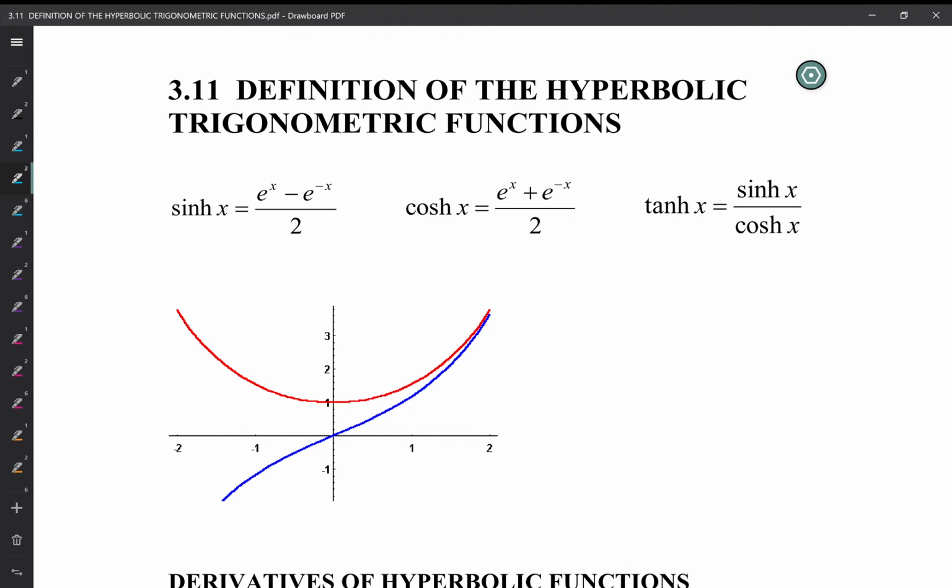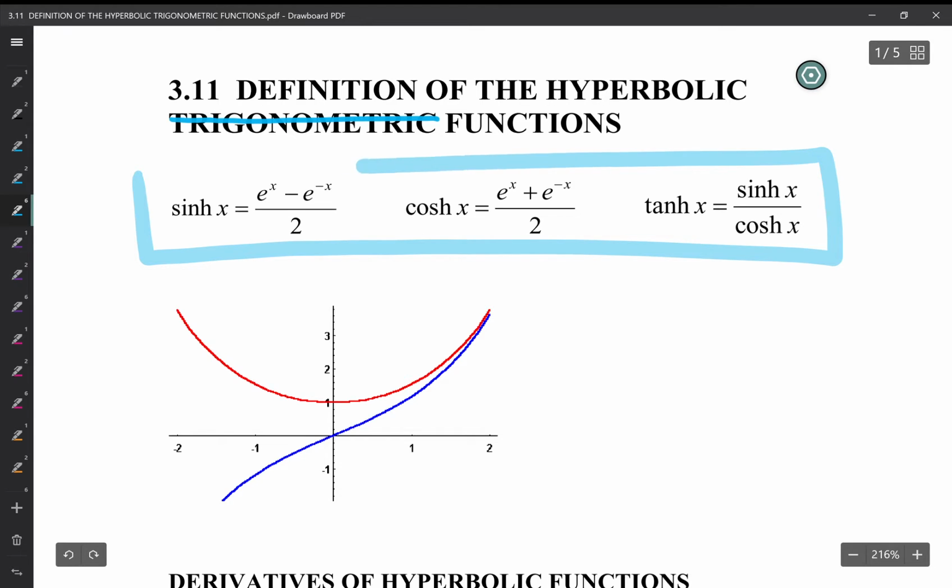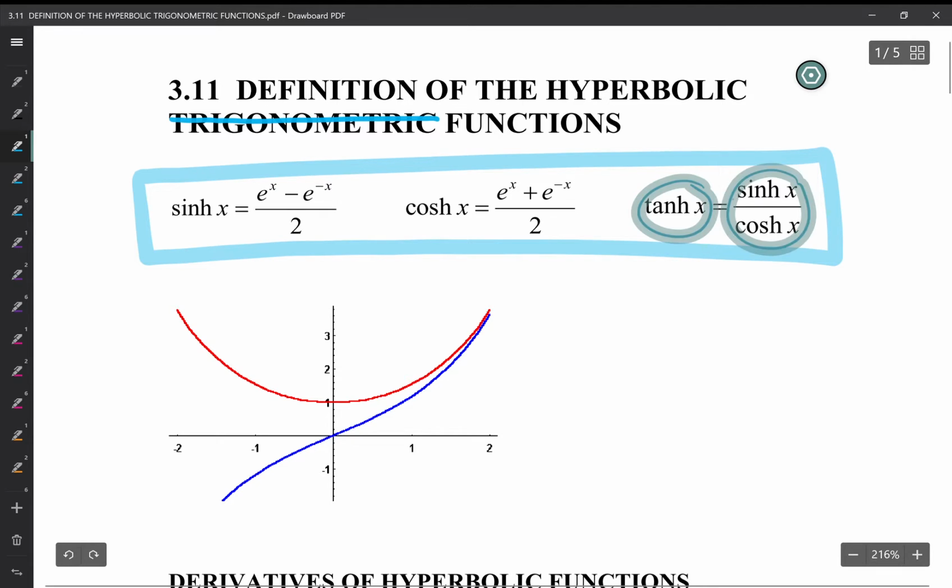Look at hyperbolic trigonometric functions, which are more frequently called hyperbolic functions. The relationships between the hyperbolic functions are very similar to the relationships between trigonometric functions, where the hyperbolic sine of x divided by the hyperbolic cosine of x is equal to the hyperbolic tangent of x.